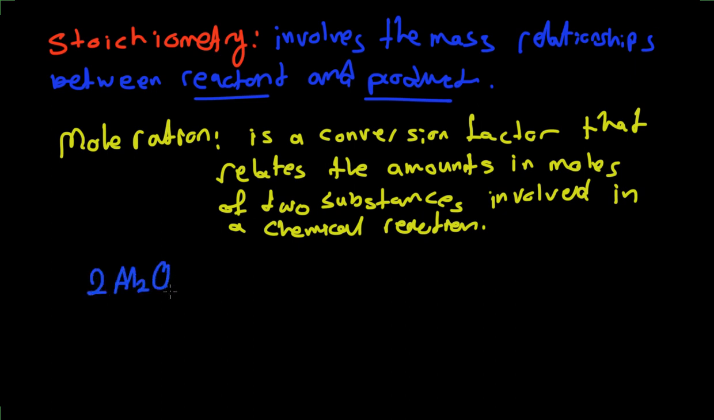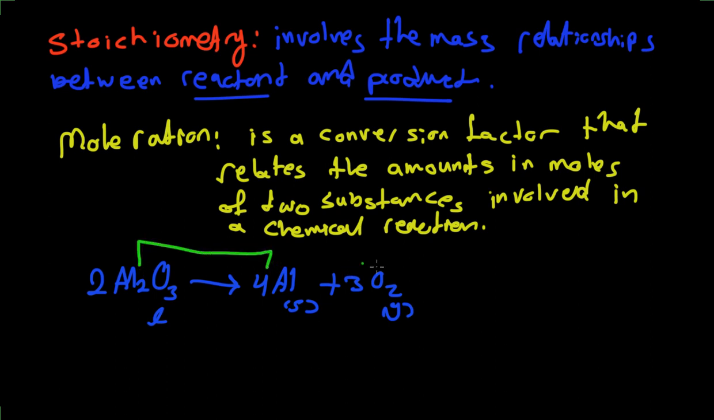2 aluminum oxide, okay, this is liquid, forms 4 aluminum, which is solid, plus 3 oxygen gas, which is gas. Good. Here, how many mole ratios can be formed? You can make a conversion factor between aluminum oxide and aluminum. Look at this example. The mole numbers are included, the coefficients.